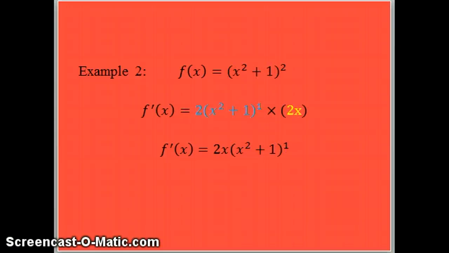Same thing here in this example, just with a more complicated inside. We take the derivative of the outside, keeping the inside parts exactly the same. Once we have fully differentiated, we multiply it by the derivative of the inside. Yes, it really is that simple. Congratulations, you now know how to use the chain rule.